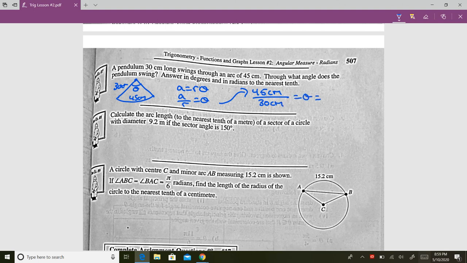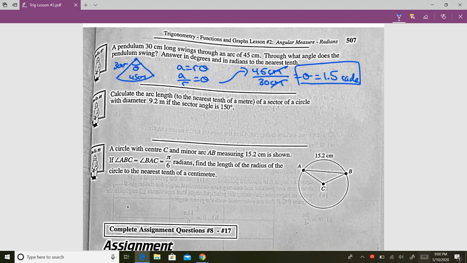45 divided by 30 is 1.5. And you don't have to write anything, because when there are no units, it's assumed it's in rads. But if you want, you could write rads, and you can see that there are no units because the units would cancel. All right.